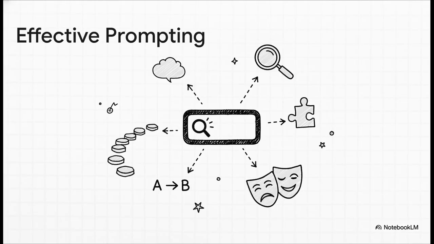So let's just boil this down to some key principles. Be specific. Provide context. Give the AI a role like an expert or a historian. You can even provide a few examples of the kind of output you want. That's a technique called few-shot prompting. And for really complex tasks, just break them down into a sequence of smaller, more manageable steps.